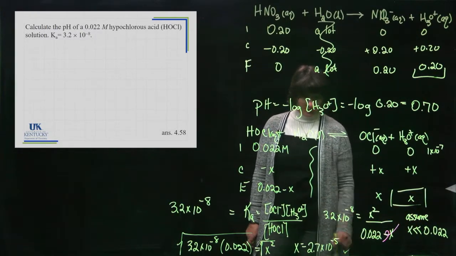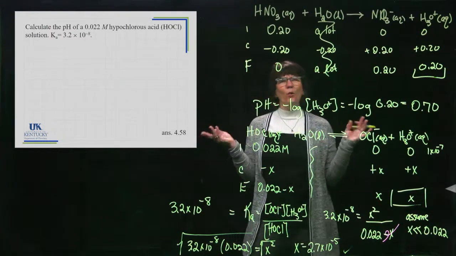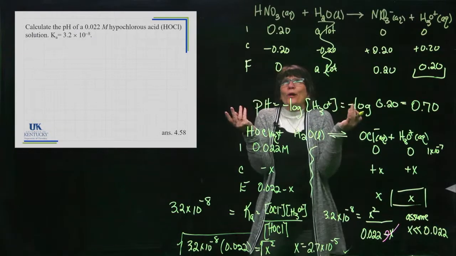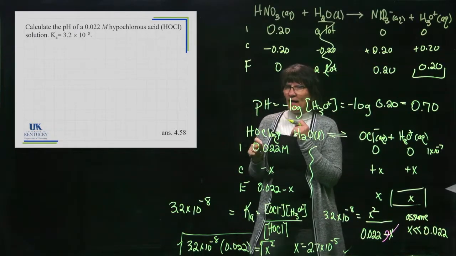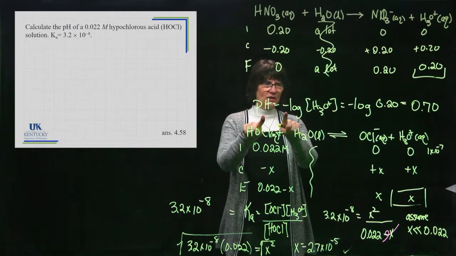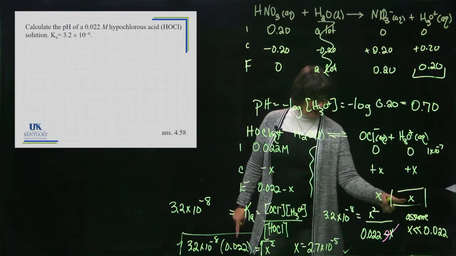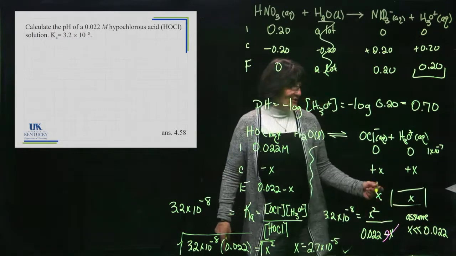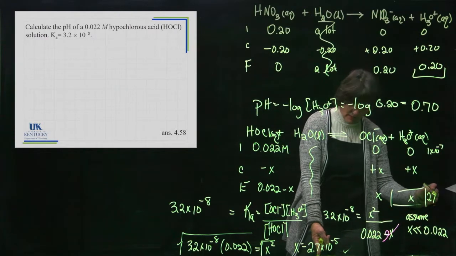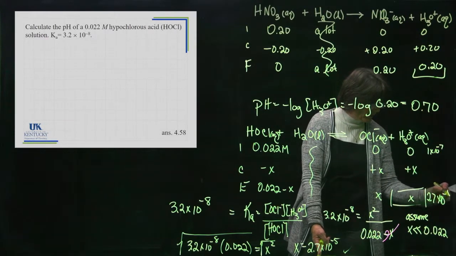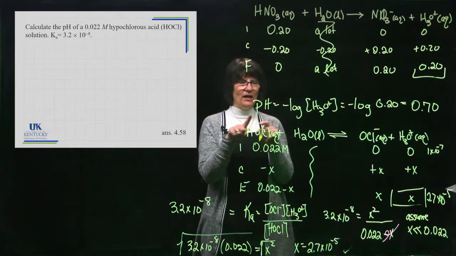I've checked my assumption. Now, once I've solved for x, I always have to think, why did I find x? What do I want to know it for? I go back to the question. It says, calculate the pH. All right, so pH is the minus log of H3O plus. This is x. So H3O plus's concentration is 2.7 times 10 to the minus 5, right? That is the H3O plus. So now I'm ready to calculate the pH.